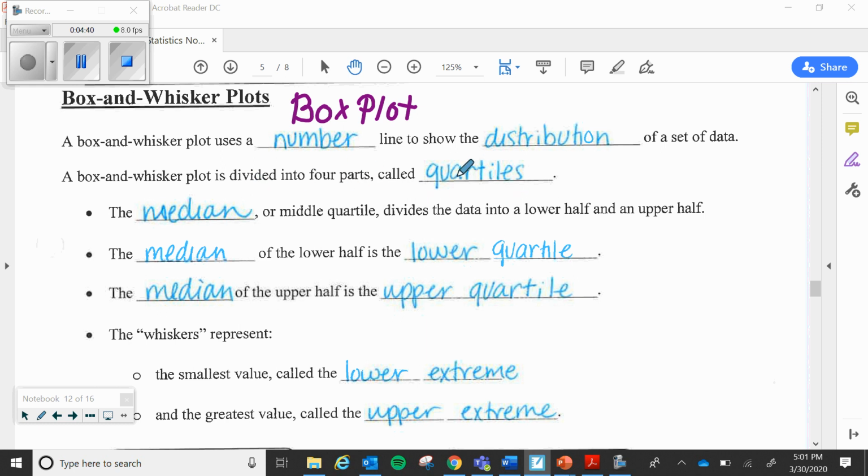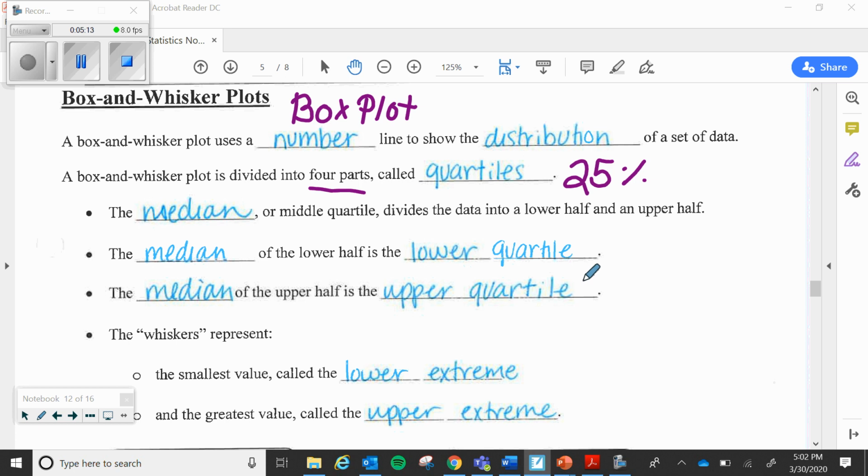They're called quartiles. When I hear the word quartiles, I think of quarters, and that's actually a really good thing here, because a quarter is 25 cents, right? So if a quarter is 25 cents, a quartile is actually representing 25% of the data. So each of the 4 parts represents 25%, which is really cool.